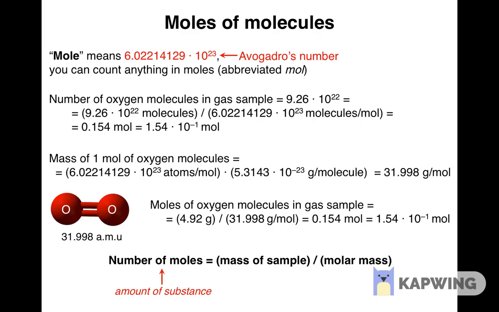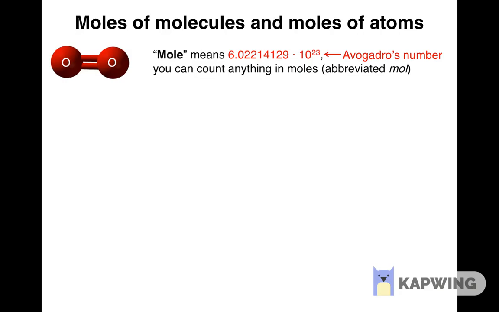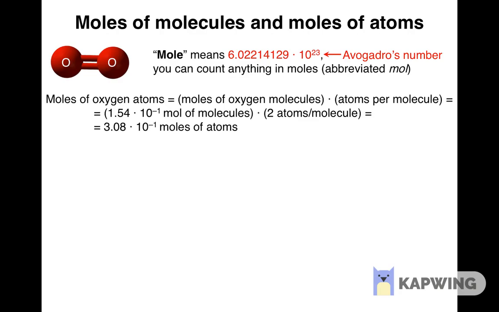Let's also ask the following question. If our sample of oxygen gas consists of 1.54 times 10 to the minus first power moles of oxygen molecules, how many oxygen atoms are there in this sample? Because there are 2 oxygen atoms in every oxygen molecule, the total number of oxygen atoms in the sample is twice the number of oxygen molecules.